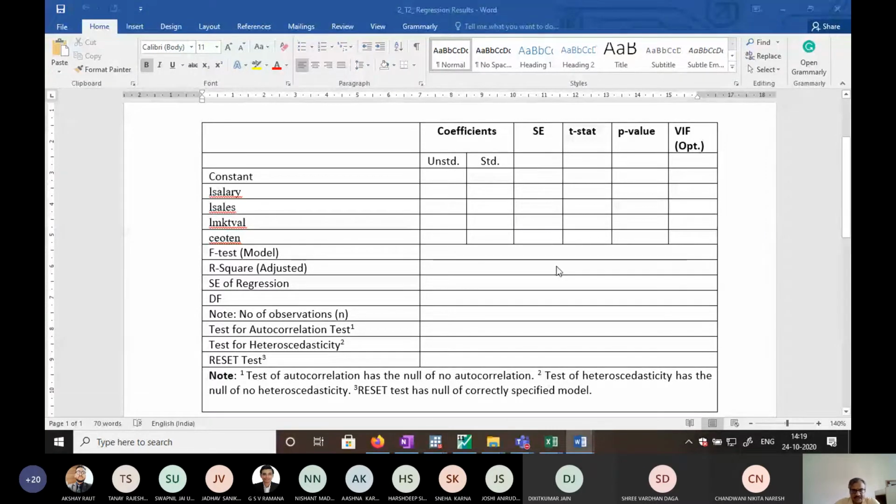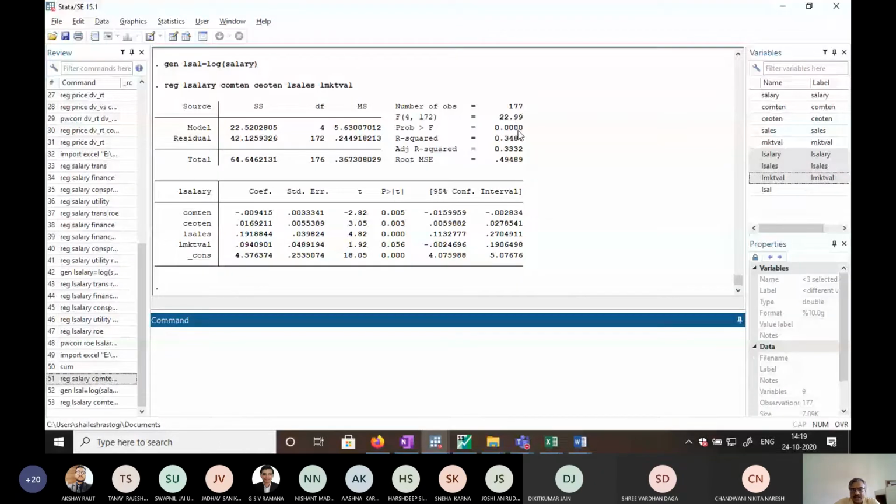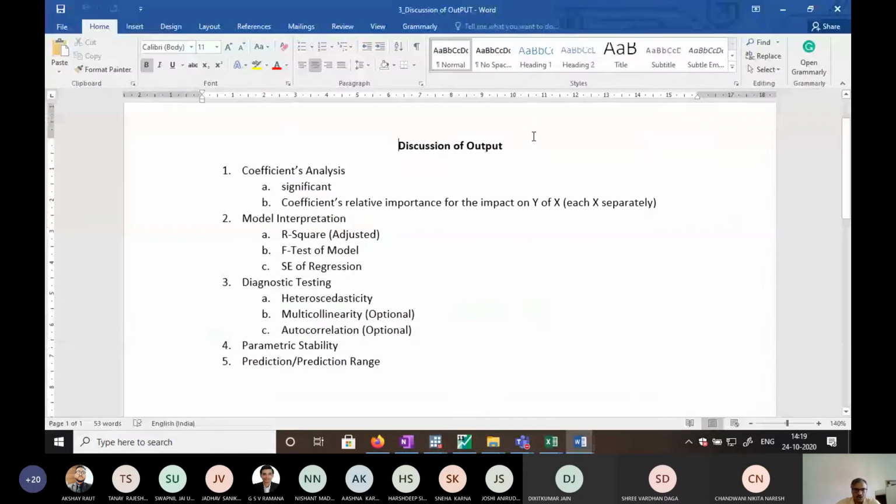So the F test, if I just look at it, is 22.90 and the p-value is 0.000, meaning quite less than 0.05. Null is rejected. If you remember, the null for the F test of the model is that the model is not good, and the alternate is that the model is good. So when we say that the p-value is less than 0.05, the null that the model is not good is rejected, and we are accepting that the model is good. So here we need to report.